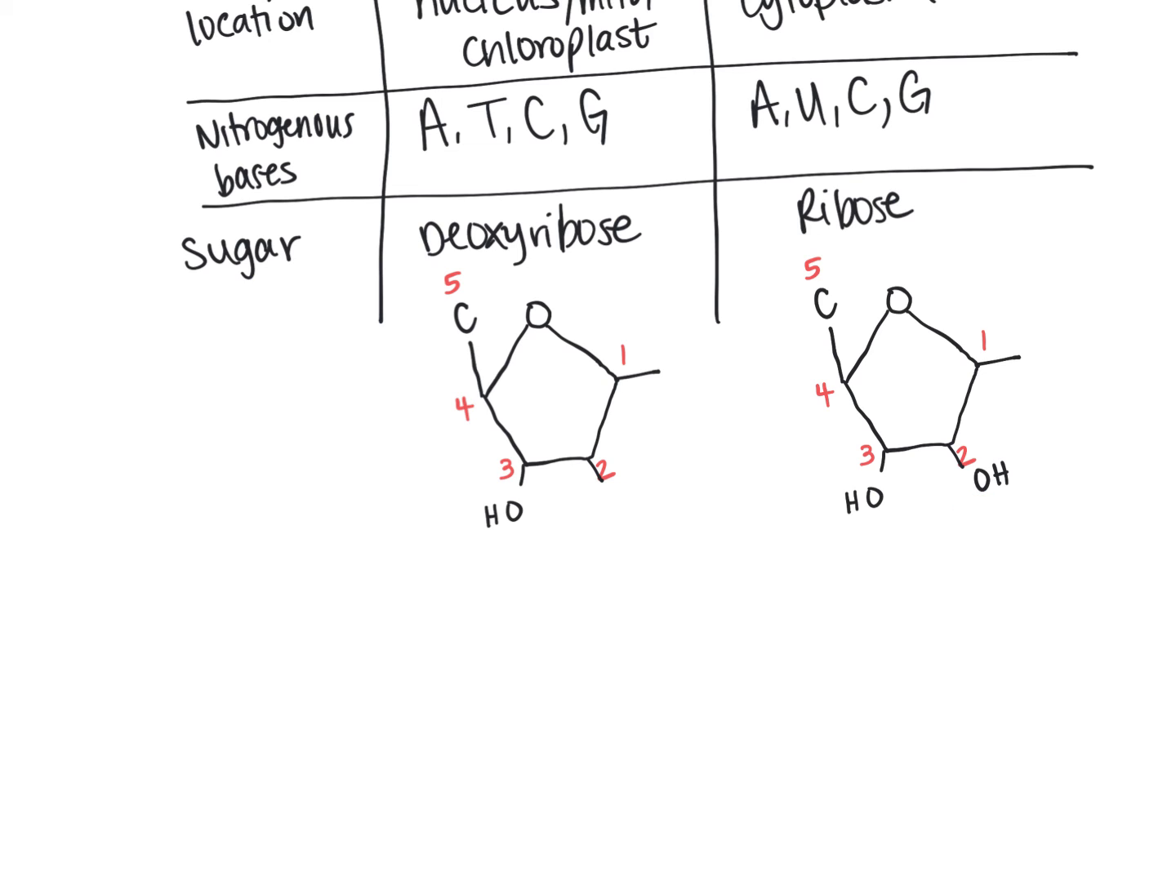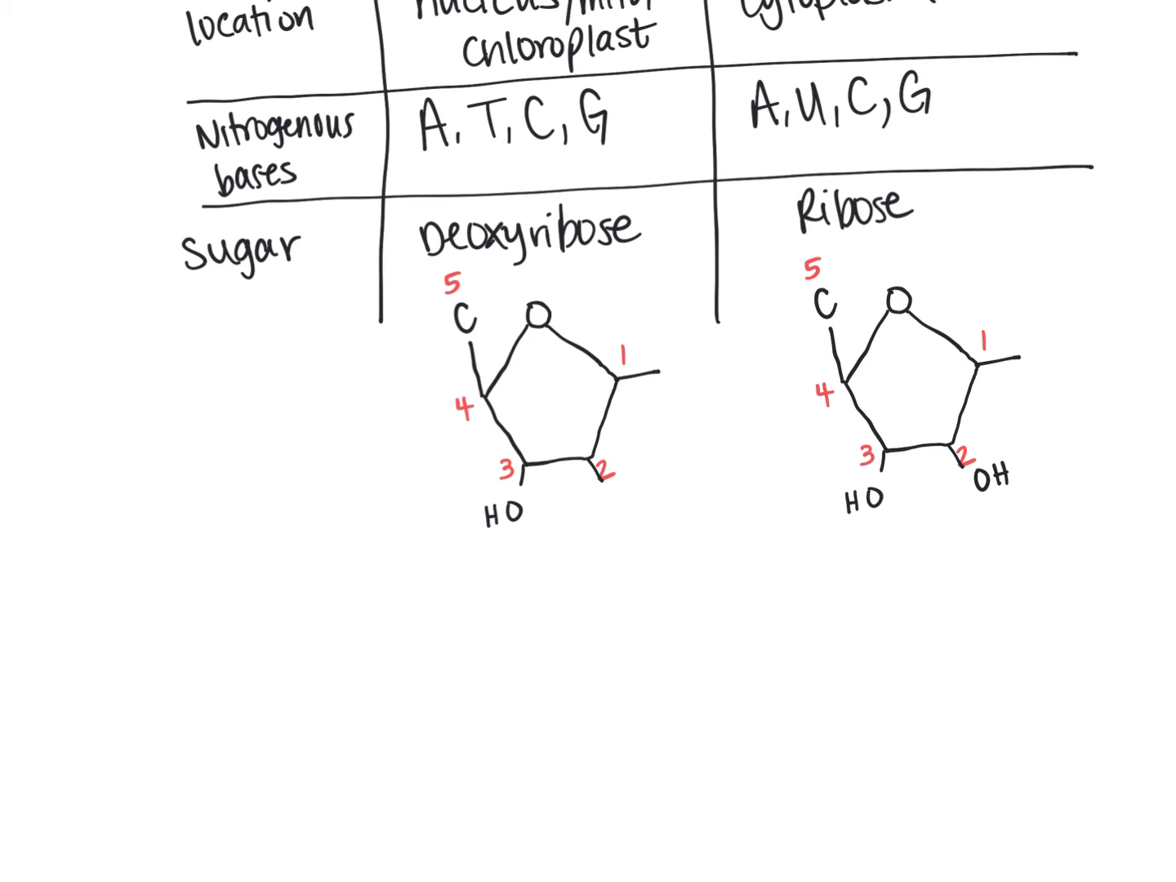When you want to tell the difference between the two, you look at carbon number 2 to check to see if there is a hydroxyl group present in each of these. Now, one thing I do want to point out in both of these is you'll notice that I drew a hydroxyl group at carbon number 3. This is going to be important when we're doing dehydration synthesis and creating polymers of nucleic acids, because this is where we're going to get some of that water.